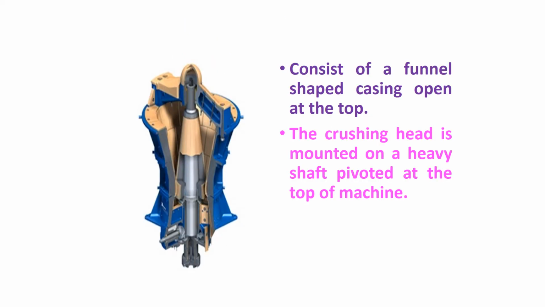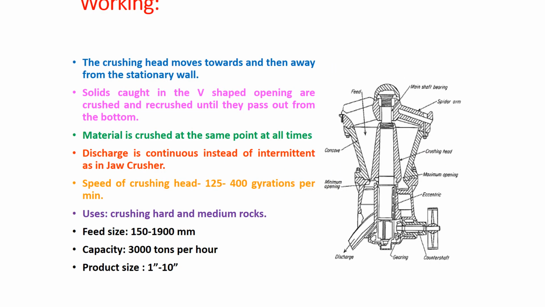Now, as I told you, we have the funnel shaped casing at the top. The crushing head is mounted on the heavy shaft. This is the shaft, this is the crushing head, and this is the funnel shape of the casing. So the crushing head moves towards and then away from the stationary rod. As it moves in this direction, the compression force on the particle takes place and size reduction takes place. So the material is crushed at the same point at all times and the discharge is continuous. So that is how the gyratory crusher works.